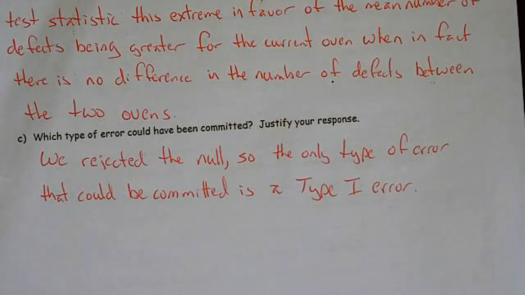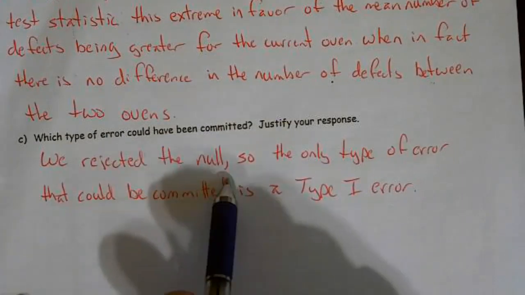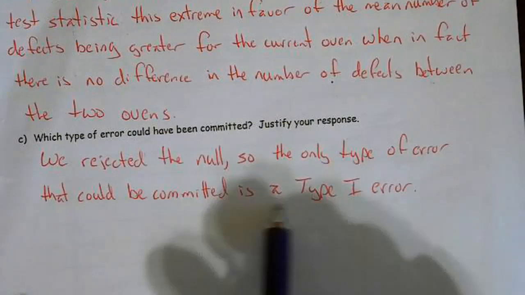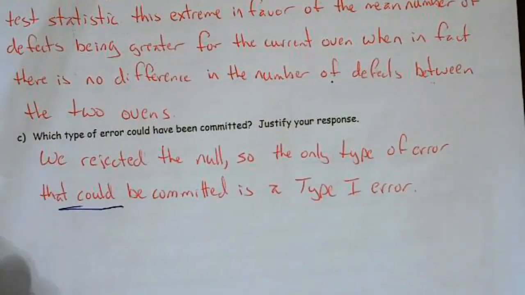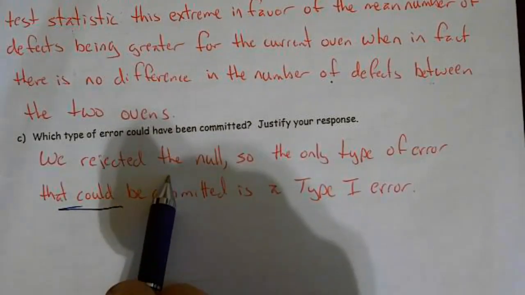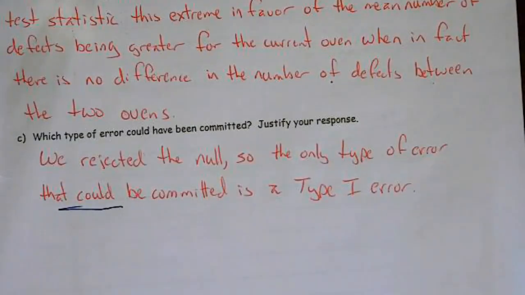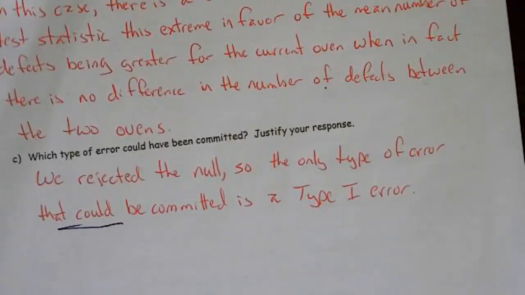Which type of error could have been committed? Well, we rejected the null, so the only type of error that could have been committed is a type 1 error. Doesn't mean we did it, but we could have committed it. All right. We could not have committed a type 2 error. So basically, that's all they asked for here. So you didn't have to put it in context of the study. You just needed to say what happened. We rejected the null. And since we rejected, the only type of error that we could have had is a type 1.